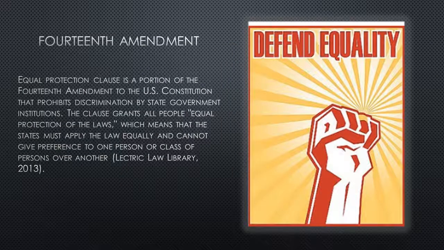Under the 14th Amendment, the Equal Protection Clause of the United States Constitution prohibits discrimination by state government institutions. The clause grants all people equal protection of the laws, which means that the states must apply the law equally and cannot give preference to one person or class over persons of another.